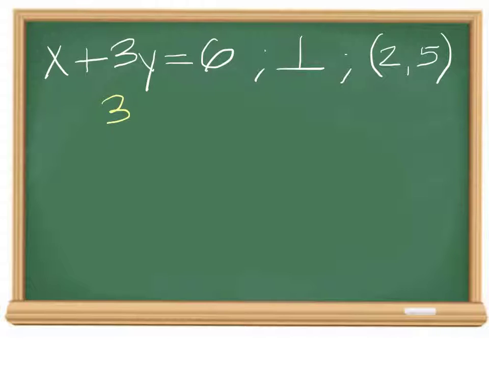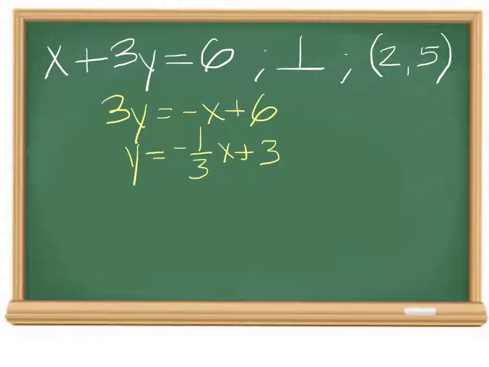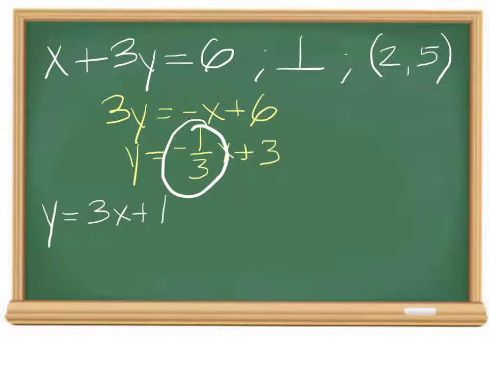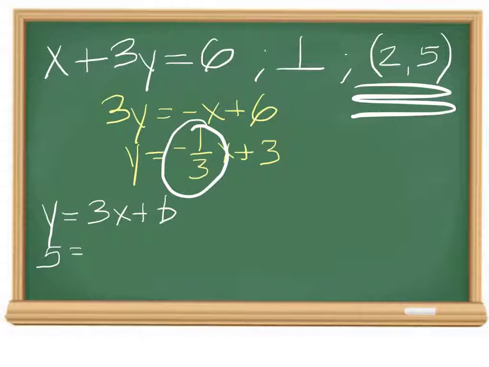You should start with 3y equals a negative x plus 6. Divide everything by 3. And then use this slope, but the negative reciprocal of it, which would be 3. I did the exact opposite. And plug in this point. 5 for y, 2 for x.